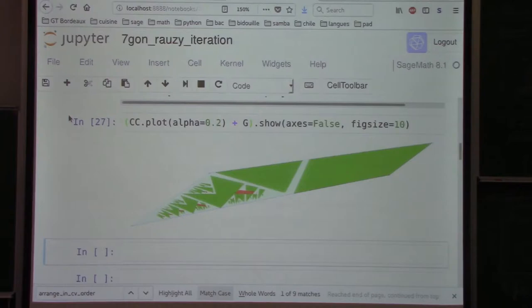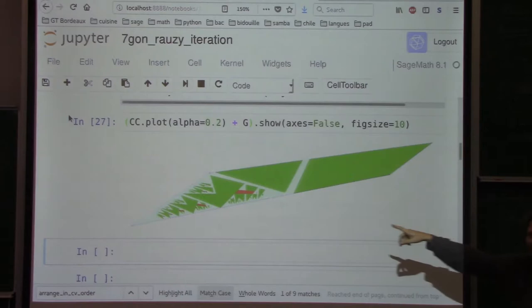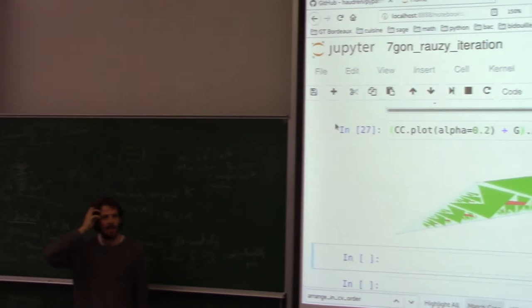Any questions? By contrast, are there strange pictures where you know where they come from? This is a picture where I know where it comes from. There's a geometric understanding behind that one.